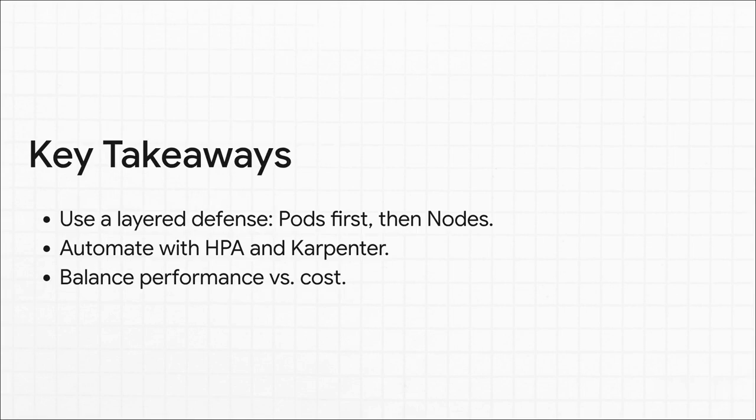So let's just lock in the key takeaways from all this. First, remember to use a layered defense. Scale your pods first, and then scale your nodes. Second, let automation be your best friend. Use tools like HPA and Karpenter. And finally, never, ever forget that fundamental trade-off. Every single scaling decision you make is a balance between performance and cost.